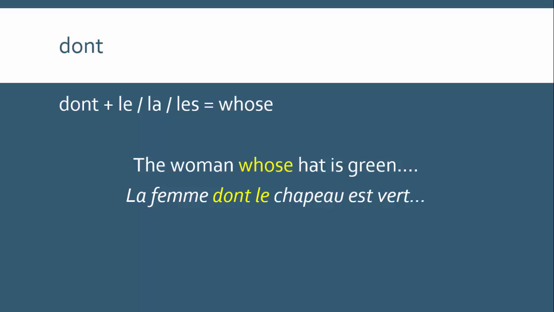Now you can quite happily think of this just as meaning the word whose, right? You don't need to think of it as a relative pronoun. Do know that in this case, we don't mean whose as a question, okay? You can't say dont le chapeau est, meaning whose hat is this. That doesn't work, okay? It is not a question, it is only mid-sentence. But you don't need to think of it as a relative pronoun, you can just think whose is dont le, dont la, or dont les.